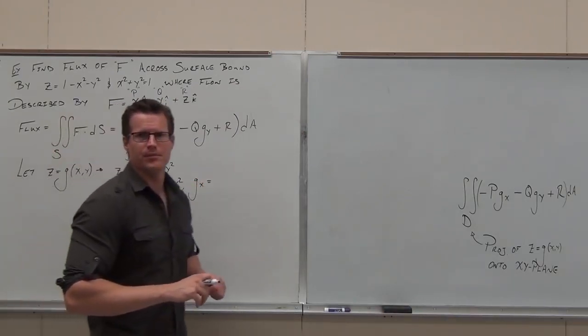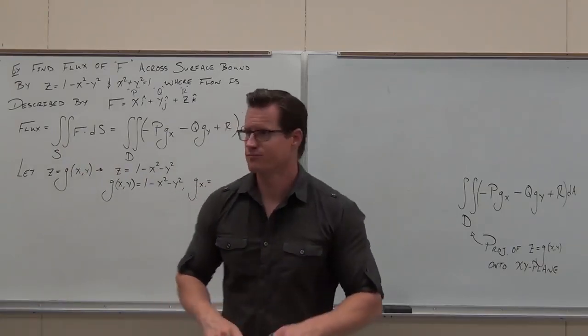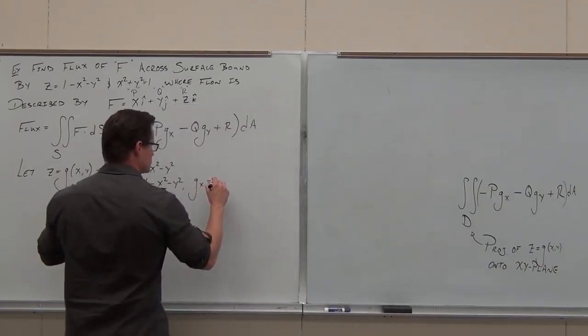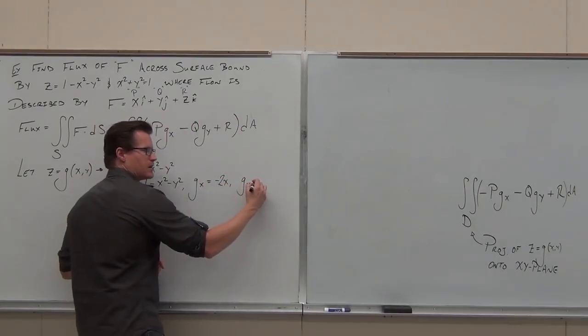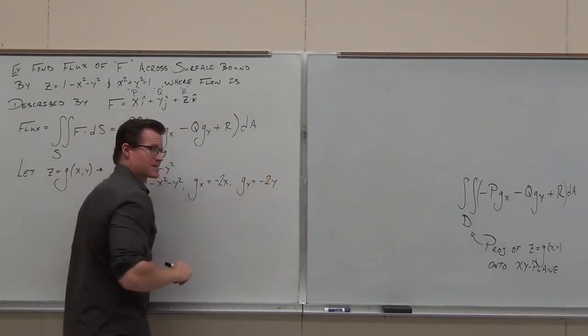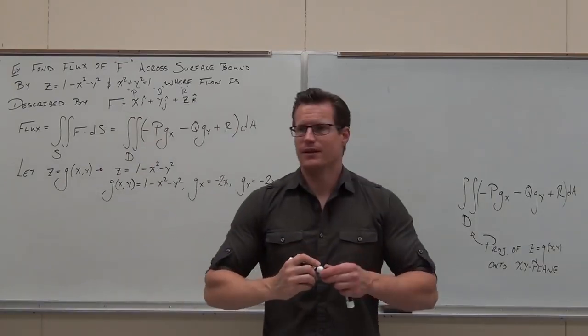Can you do that? Is it really easy? Yeah. What is it? Negative 2x. And again, with respect to y, negative 2y. That's it. So the vector, look, it's nice.